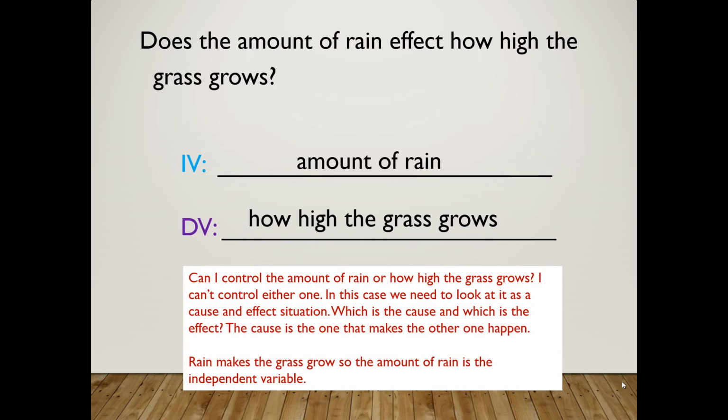Can we control the amount of rain or how high the grass grows? I can't control either one, okay? I know that's why I said it's kind of a trick question, but we just need to look at the cause and effect. We know if it rains more, the grass is going to grow high. If it doesn't, it's going to go pretty low and turn brown. Which is the cause and which is the effect? We know that the cause is the amount of rain, the effect would be the grass growing.